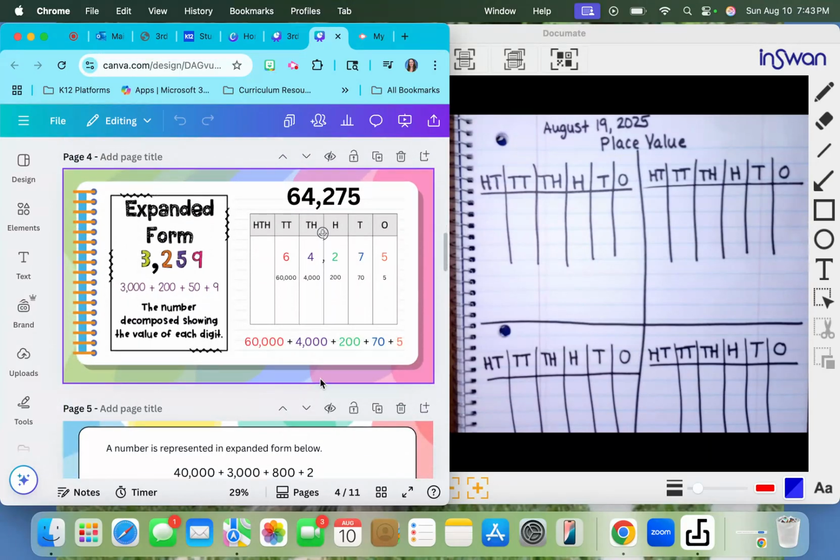The next form that we are going to be representing numbers in is expanded form. You may remember expanded form from second grade. Expanded form is where we decompose a number showing the value of each digit. Yesterday we worked with digit values. So today we are going to be taking those values, writing them out in numeral form, and then using our addition, our sum of, to write out the expanded form of the number. So each digit, we're going to label its value, and then we're going to add those values together to represent the number.